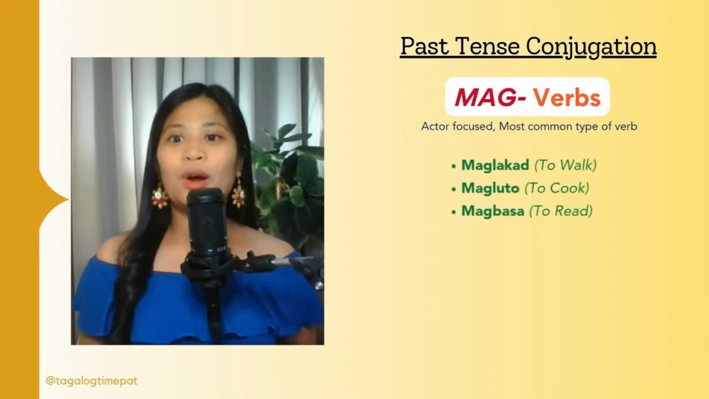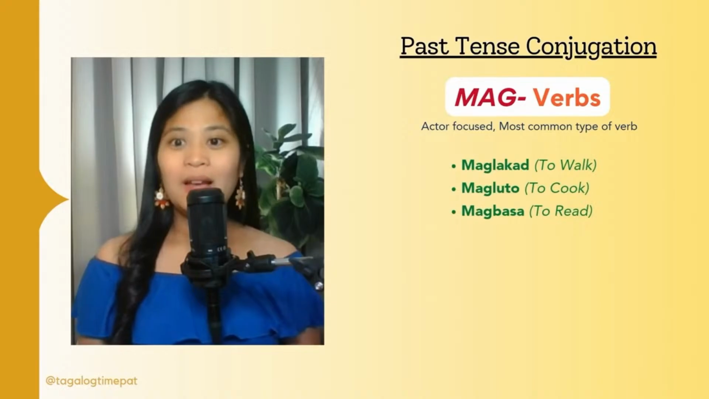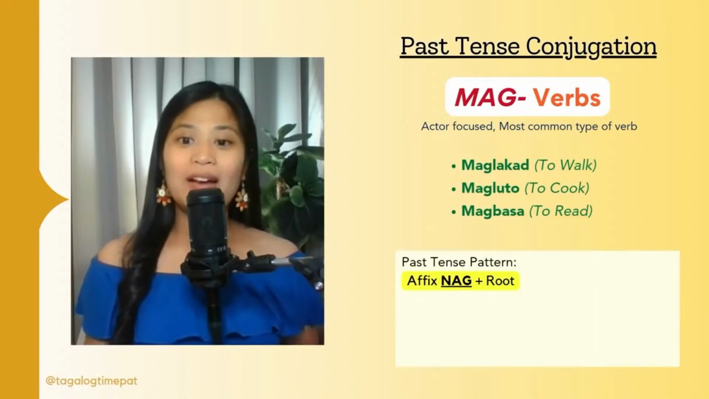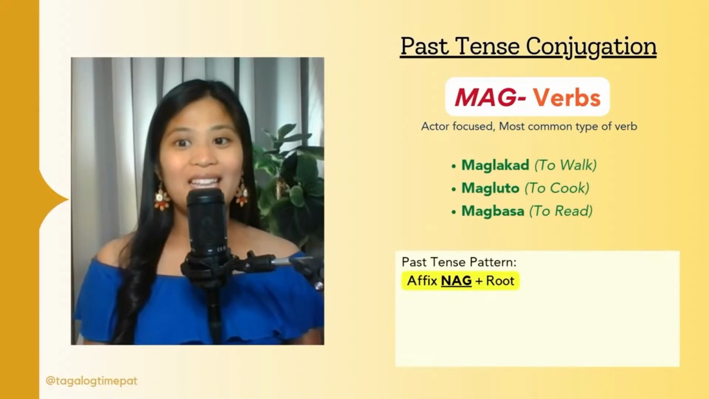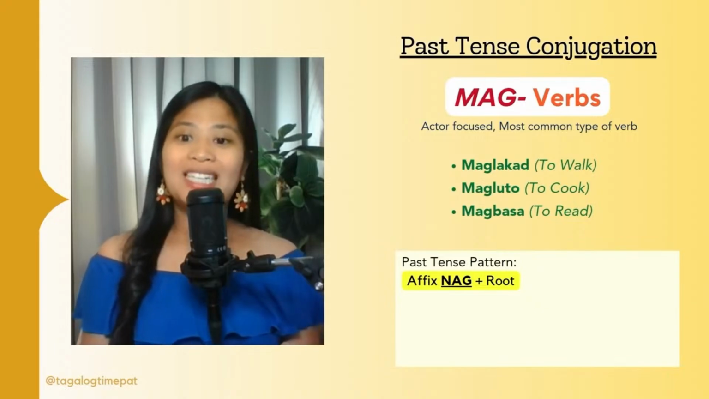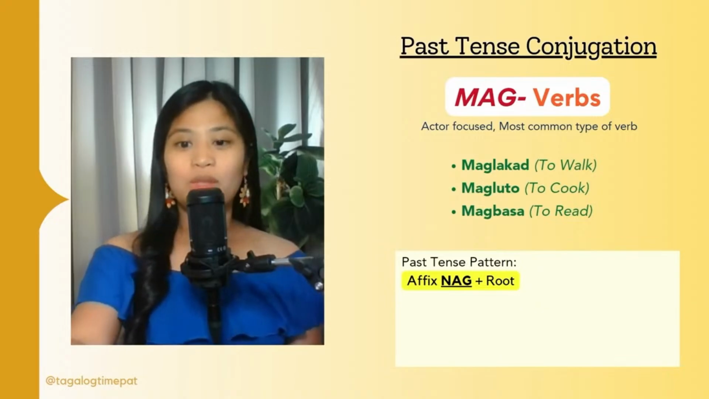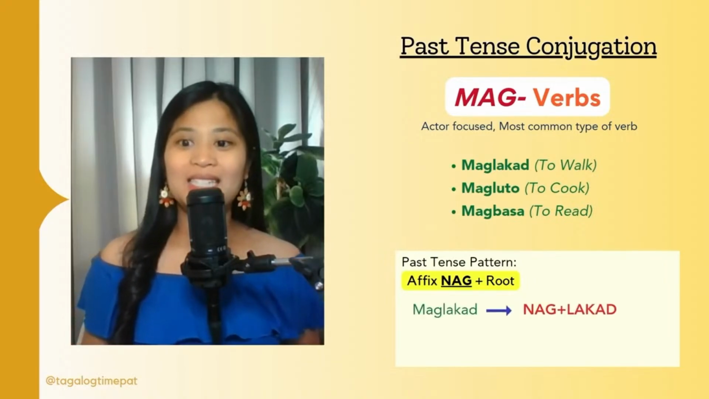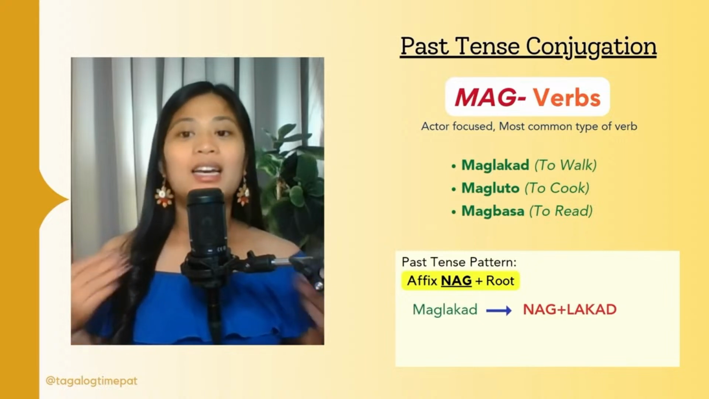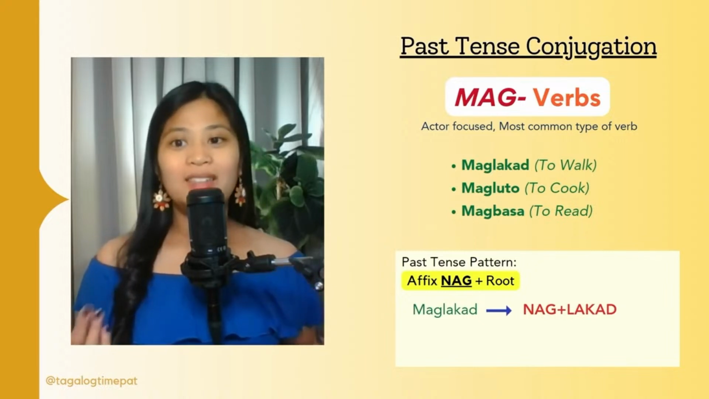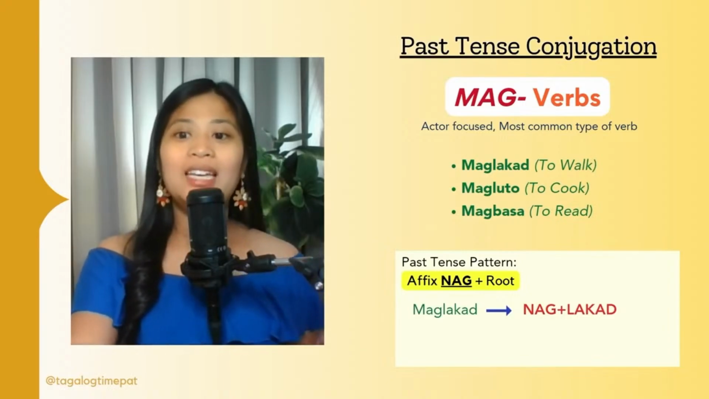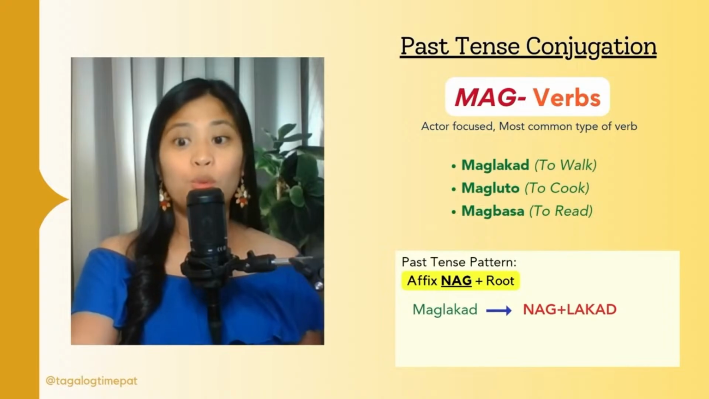Some examples are maglakad, to walk, magluto, to cook, magbasa, to read. Now, in the past tense, you have to add the affix nag in the beginning. So now the pattern is nag plus the root. For example, maglakad in the past tense is naglakad. Naglakad ako, I walked. Naglakad siya, she walked. So naglakad is the past tense of to walk in Tagalog.